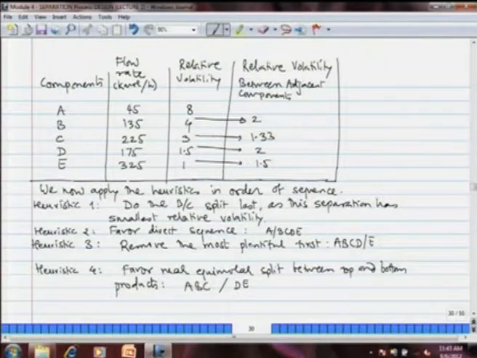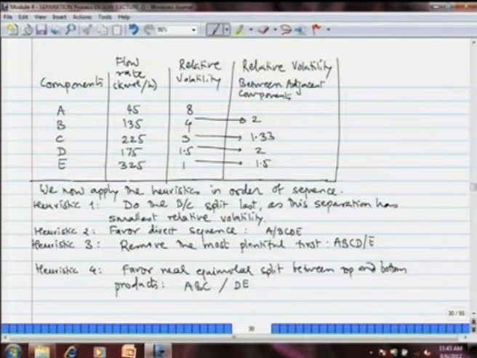The relative volatility between components can be calculated by the ratio of their relative volatilities with respect to E. For example, the relative volatility of A with respect to B is 8 divided by 4, that is 2. Then the relative volatility of B with respect to C is 4 divided by 3, that is 1.33, and so on and so forth. Now, we apply the heuristics in order of sequence.